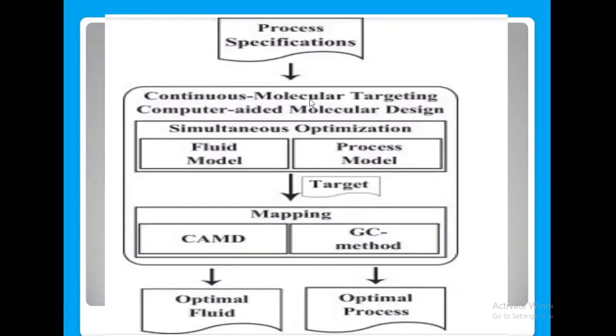Here you can see the CAMD process, how to do it. The entire process is given in a chart. First, process specification, which method is used, the specific process. On that process, continuous molecular targeting is done, that is CoMT. Then that is coupled with computer-aided molecular design, CAMD, for simultaneous optimization. So you are designing, and optimization of that molecule is also done simultaneously. Two methods are used for optimization: fluid model and process model.